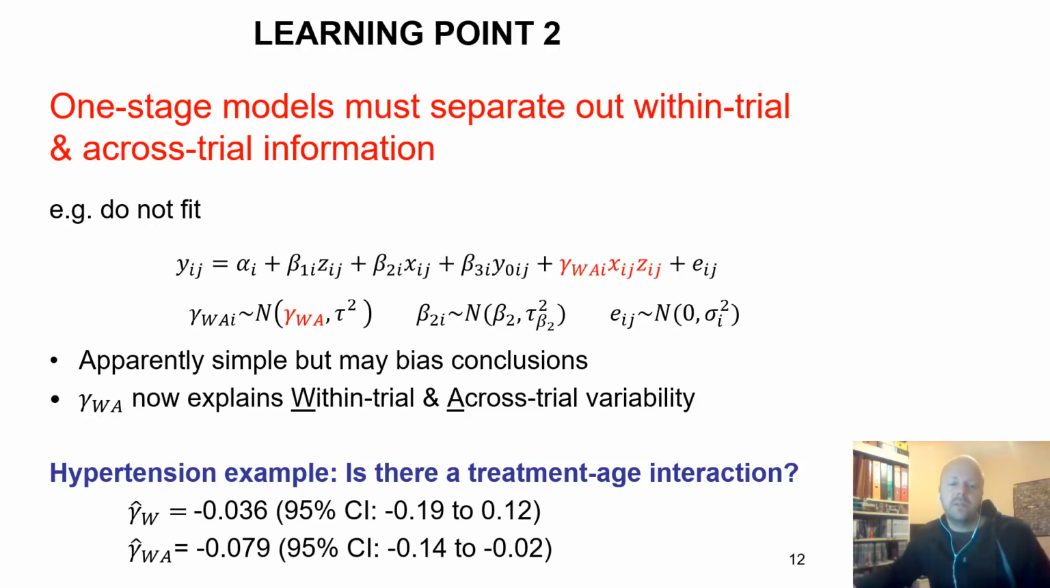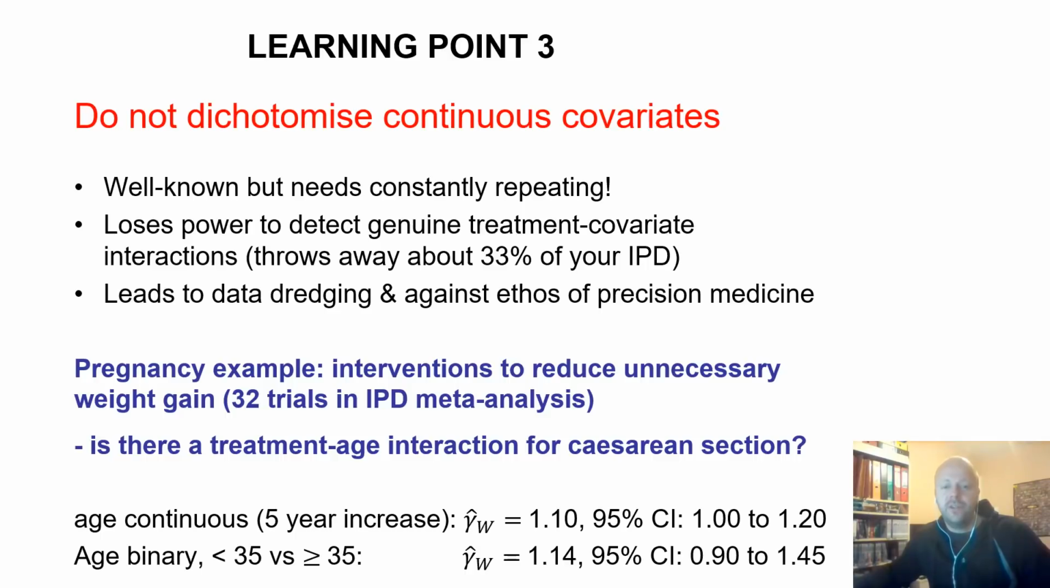And this is because the cross-trial information is subject to study level confounding. For example, studies with an older age group of patients may also have had a higher dose of the drug, and therefore you introduce this confounding that's not there at the participant level, and therefore we need to focus on within trial information.